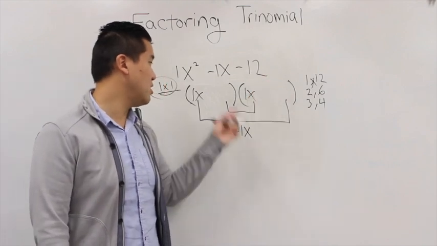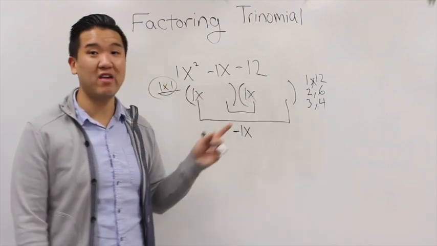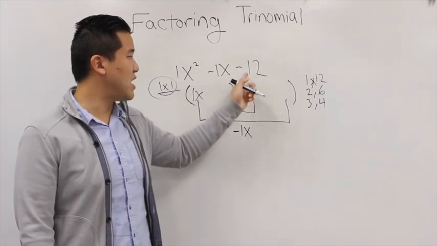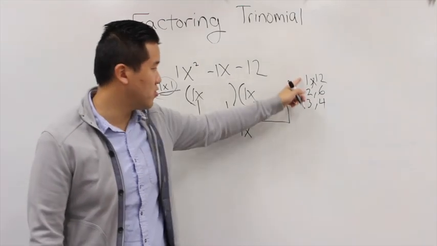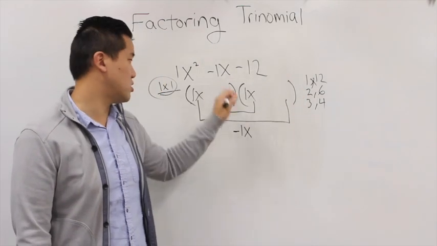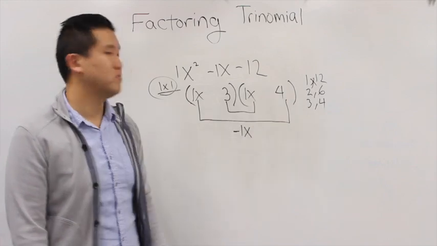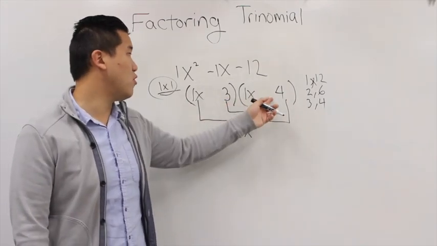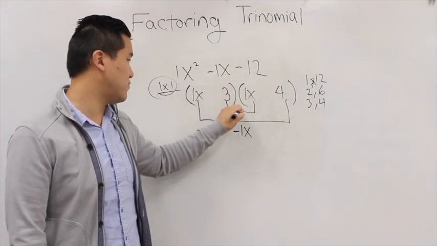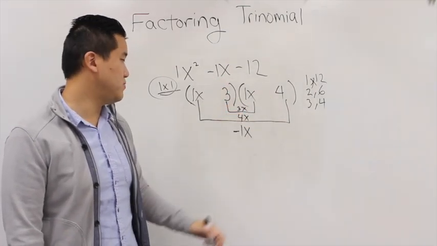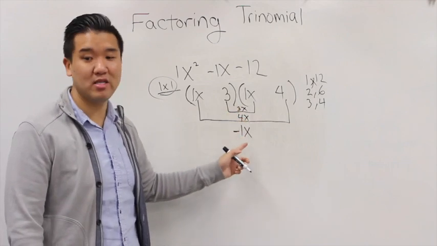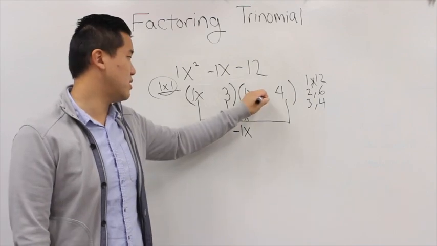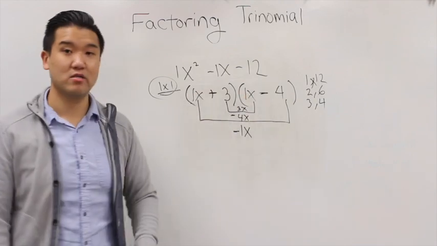Our goal is to figure out which pair, when I multiply by 1, works. Right now the a value is 1, so it's very easy. All you have to ask yourself is, what factors of 12 add up to negative 1? If you go through this list, which one will work? 3 and 4 is the only one that will actually add up. So we have 3x and 4x. We want negative 1. Does that add up to negative 1? Yes, we need the negative on the 4, so negative here, plus there.